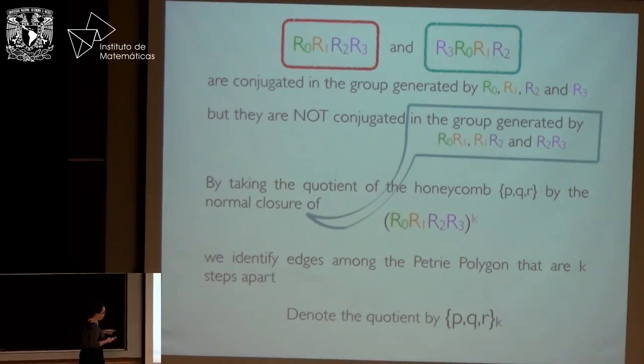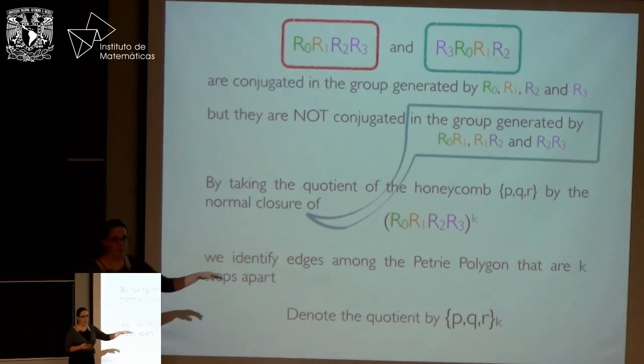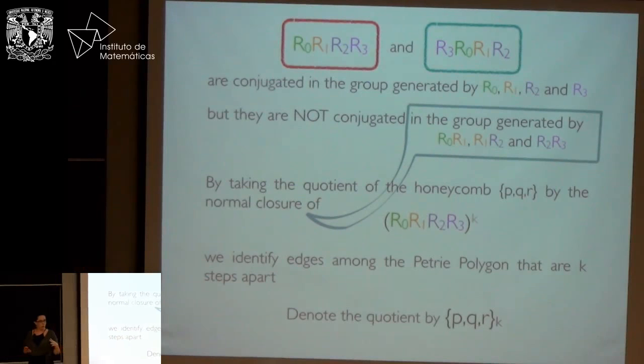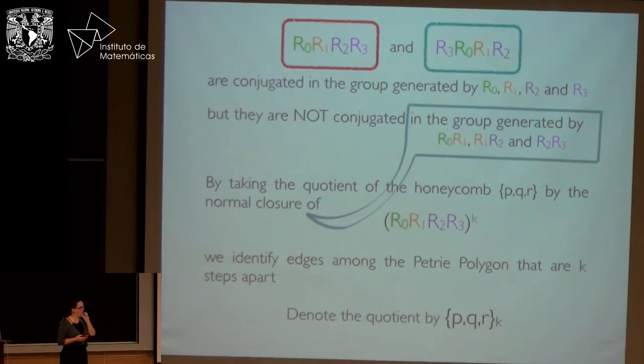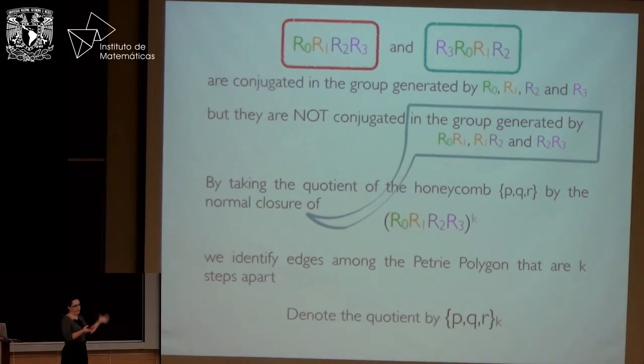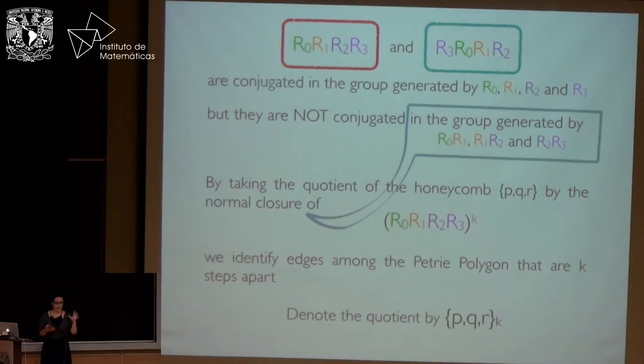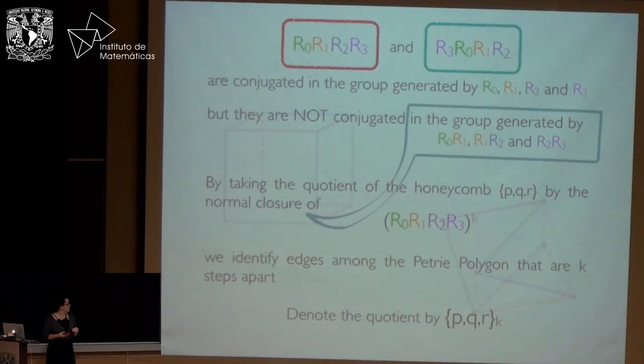First, I'm going to denote {P,Q,R}_K the quotient that I get. And when I'm talking about the quotient here, I mean I have a honeycomb, so I'm going to take the orbits under this group. So I take the orbit of vertices, edges, faces, and cells, and I'm going to take that structure of the quotient thing in the orbits.